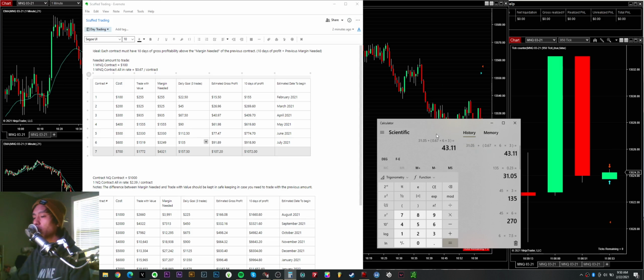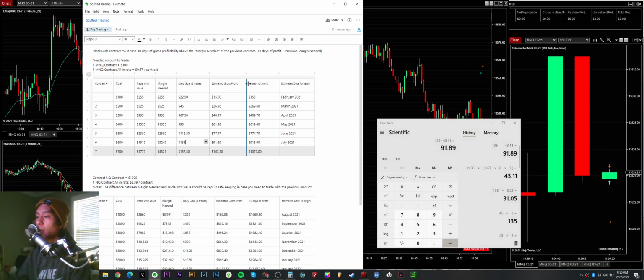So you subtract that from 135, because that's the taxes plus all the fees, right? And that's the all-in rate. So then we do 135 minus that, and that should give us 91.89. And you just multiply it by 10 for the 10-day profit. And so the 10-day profit is an important role, because that's how much we want to profit before we switch to the next contract. And so that's what that is.